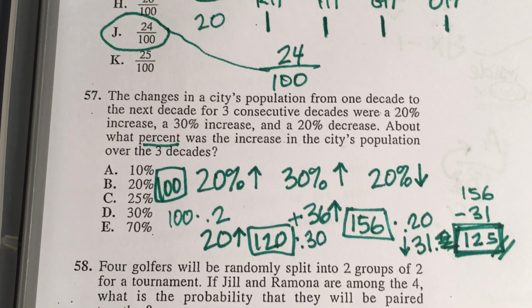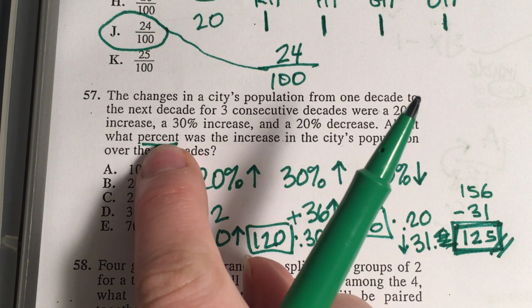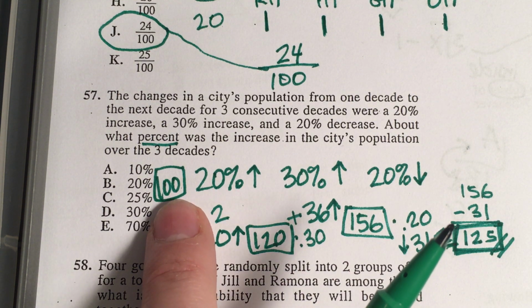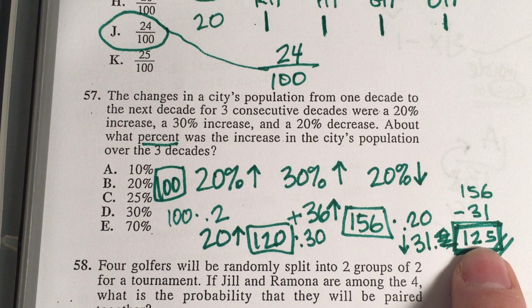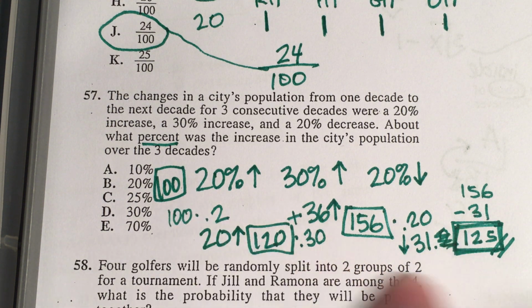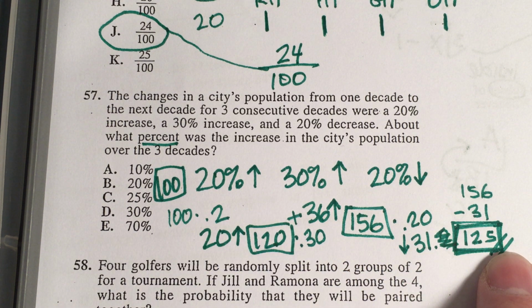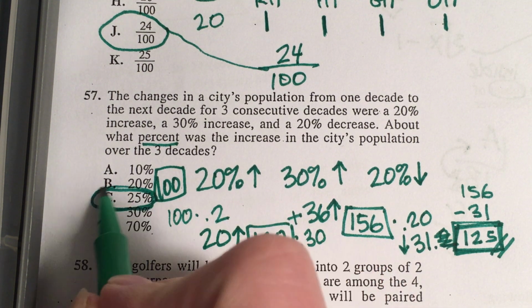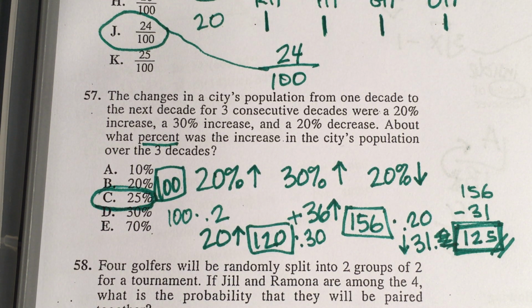But they're not asking how many people I'll have at the end. They're asking what percent was the increase. What's really awesome about using 100 is that it's very easy to tell what percent I went up by, because I had 100 and now I have 125. So how much did I go up? I went up by 25%. So my answer would be C, 25%.